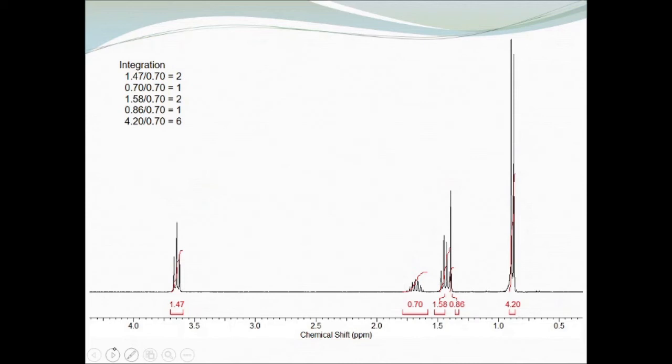That's shown here. Again, we could also add all these up. 2 plus 1 is 3, 2 more is 5, 6, 12, so we have a compound that has a total of 12 hydrogens. We can look again at chemical shift. One of the first things we want to do is consider which of these peaks is our OH, because again, we are dealing with an alcohol.